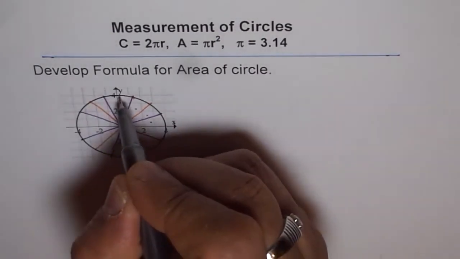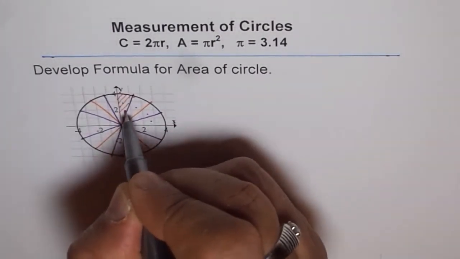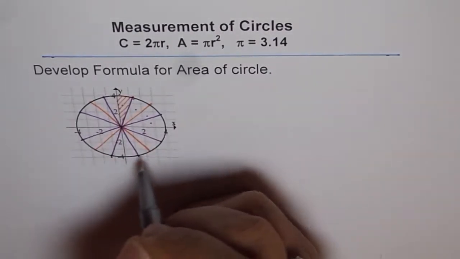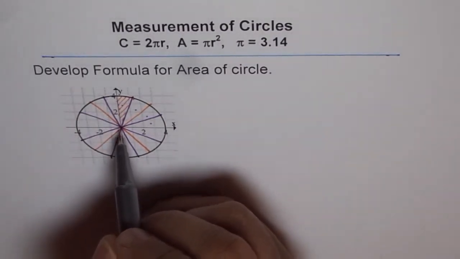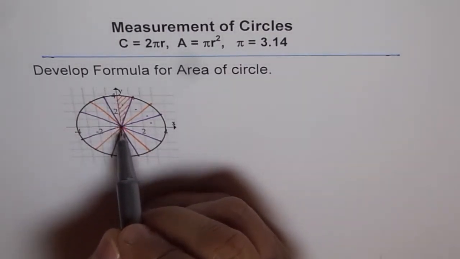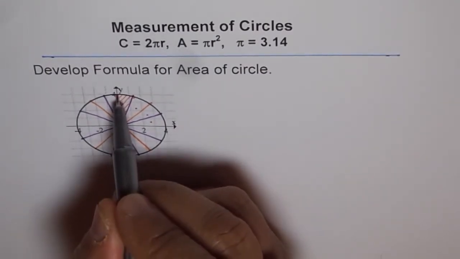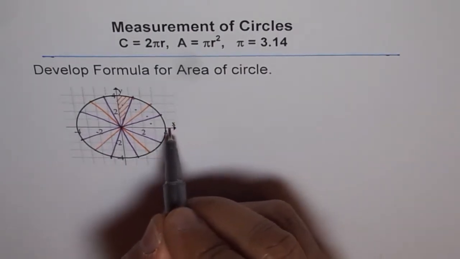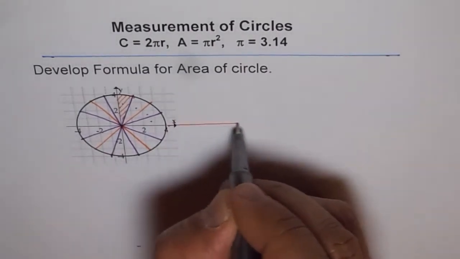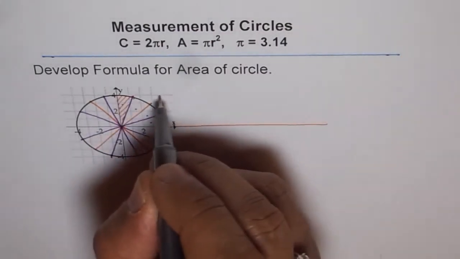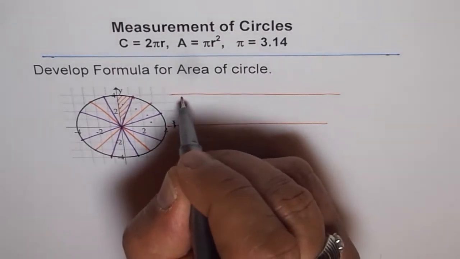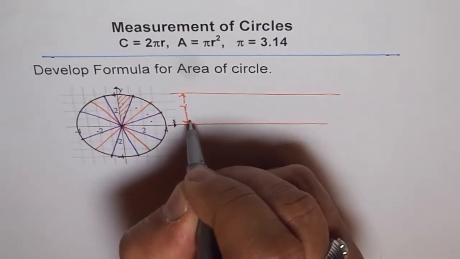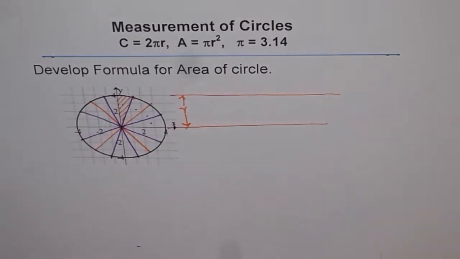Let's consider one of these triangles. Let's say this is one of our triangles, right? If you look at this triangle, they are all 16 same kind, right? Then we can say that the height of this triangle is equal to the radius of the circle, correct? From center to circumference gives us the radius, right? So I'm just drawing a line here saying that for this triangle this is my height, right? And this height is equal to radius. Is that okay? This height is equal to radius, right?